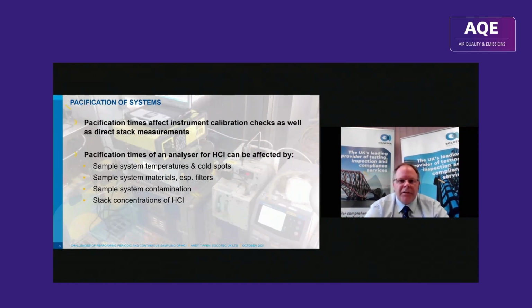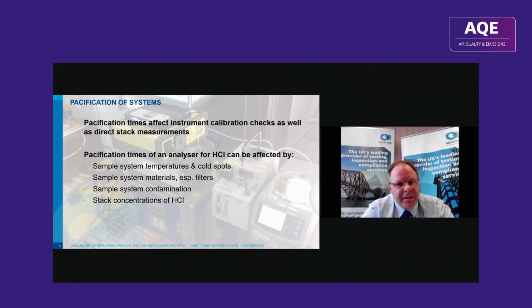One of the things that is of concern is that the passivation time can be affected by other issues, which can also then affect the sampling. So the sampling performed by the test house, but also the sampling that the CEM analyzer is doing, can be affected by a number of different issues. And all of those will also affect the time it takes to get a stable result from a validation of a system. So the first one is the sample system temperatures.